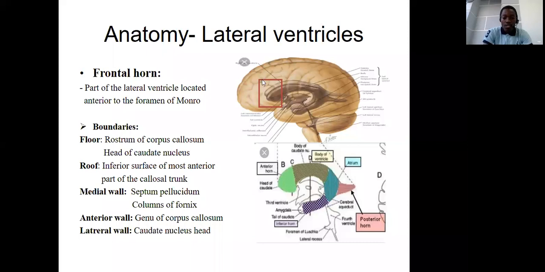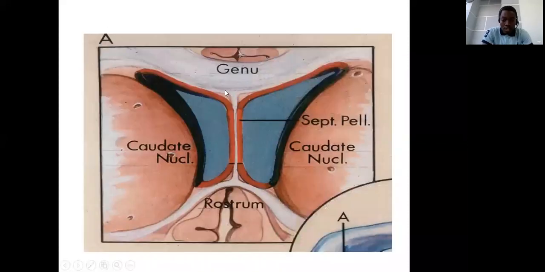So here we see a better representation with part of the roof delineated by the genu of the corpus callosum, the lateral wall in part limited by the caudate nucleus, and part of the rostrum of the corpus callosum, lateral wall by the caudate nucleus, the floor by the rostrum, and then the medial portion by the septum pellucidum, and inferiorly too by the rostrum.